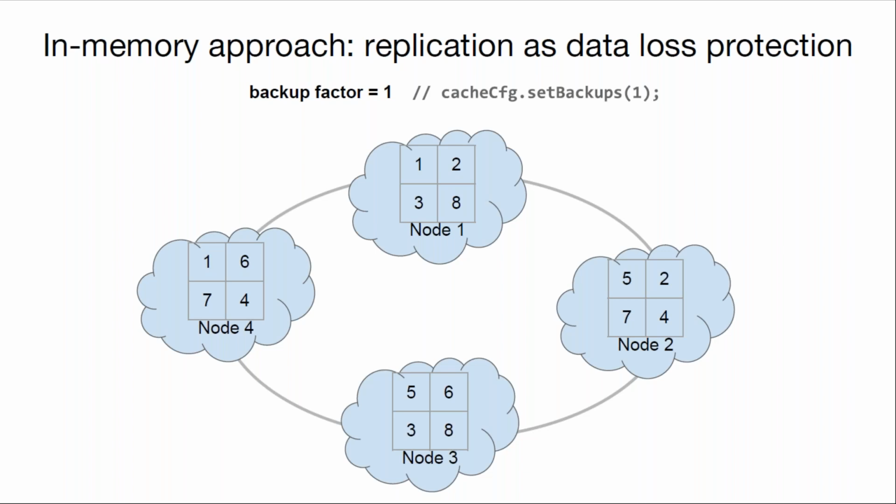Data is actually stored in Ignite in partitions. And if you, for example, set 1, that means for every partition there will be one more replica in the cluster. So if you lose any node, you will not lose your data. Let's consider this example. Here are 4 nodes and 8 partitions in total, and for every partition there's another copy on another node.